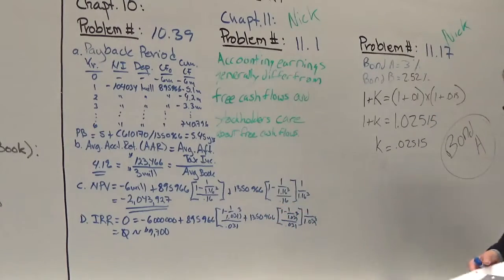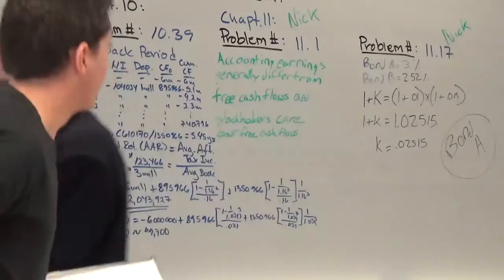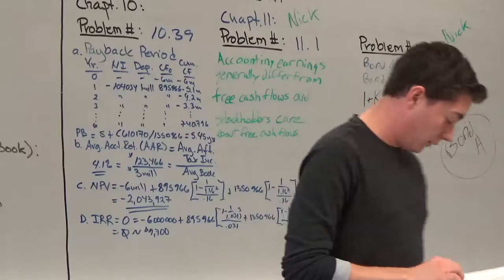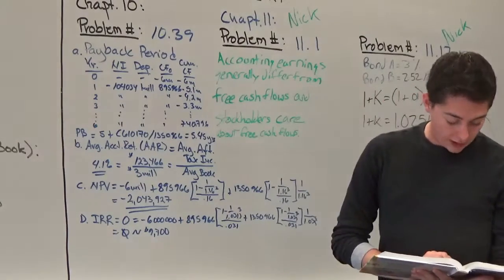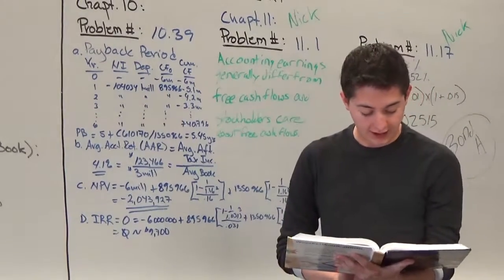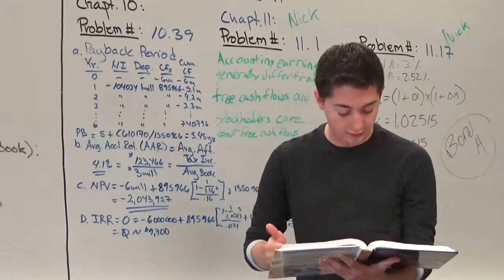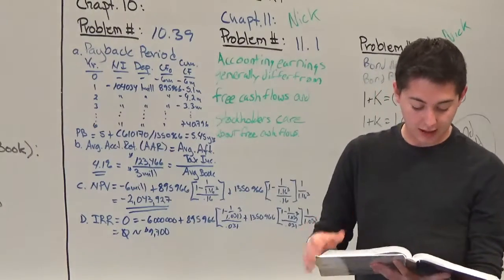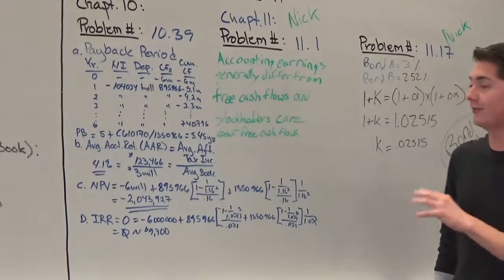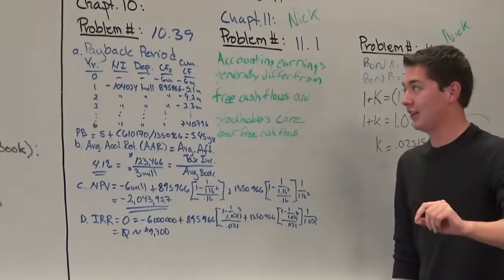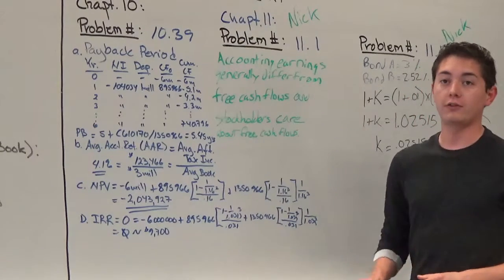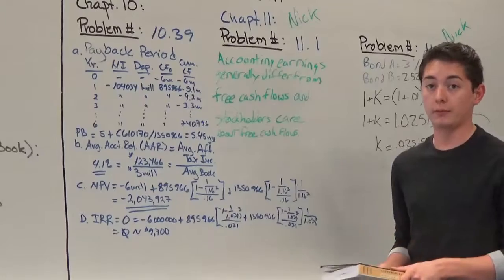Okay, so I did 11.1, and so the question for 11.1 is, why do we use forecasted incremental after-tax free cash flows instead of forecasted accounting earnings in estimating the net present value of the project? And that's because accounting earnings generally differ from free cash flows, and stockholders usually care about cash flows more.